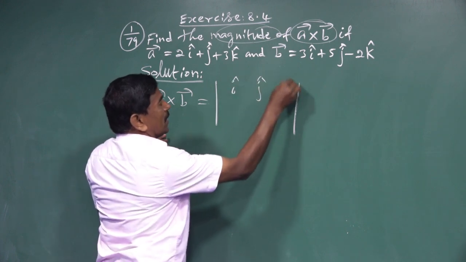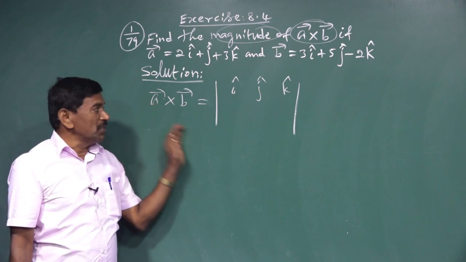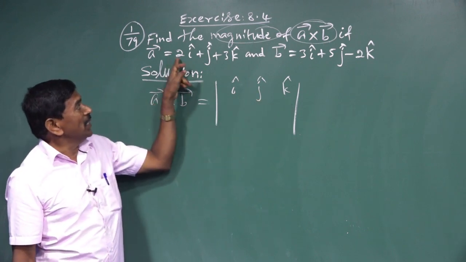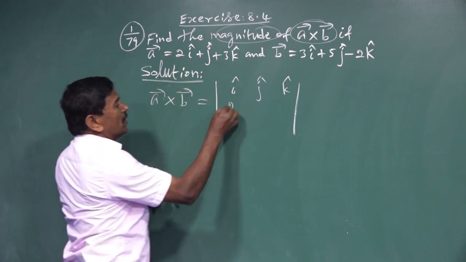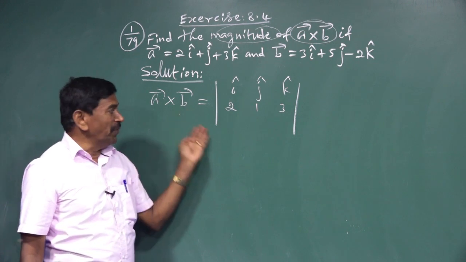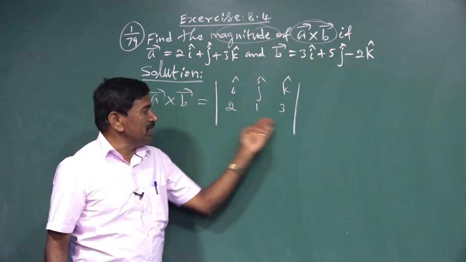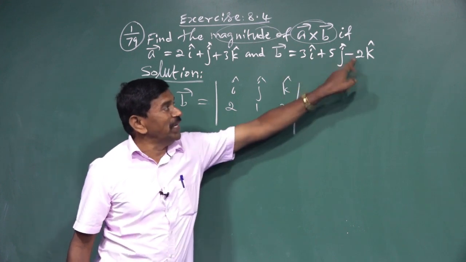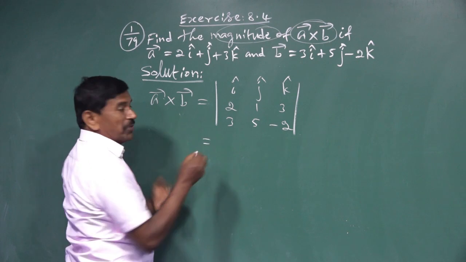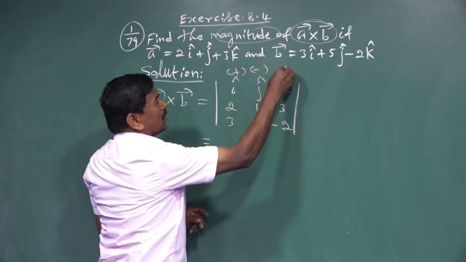Determinant ijk. Now, here first A vector, therefore the second row is the A vector coefficients, that is 2, 1, 3. Next, second B vector, therefore the third row is the B vector coefficients, that is 3, 5, minus 2. Now, as usual in the expansion, we know the signs are plus, minus, plus.